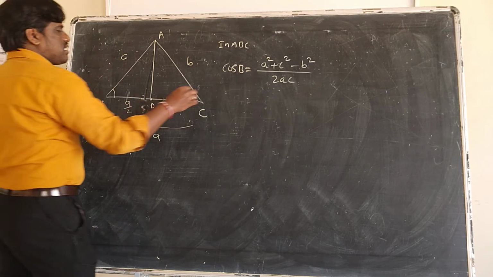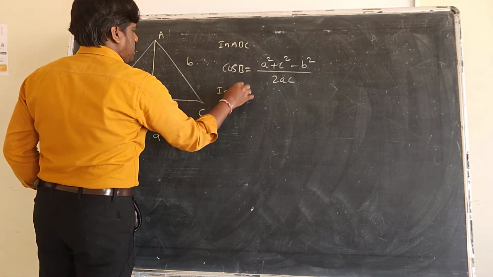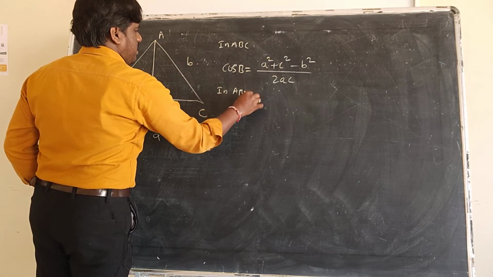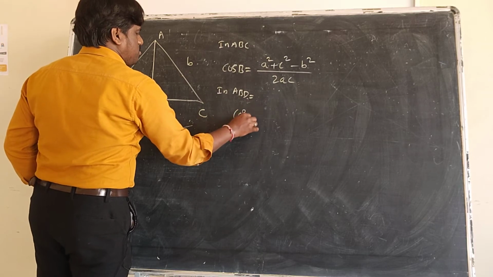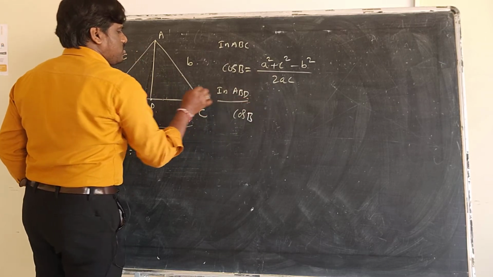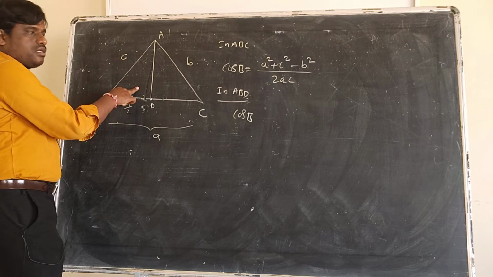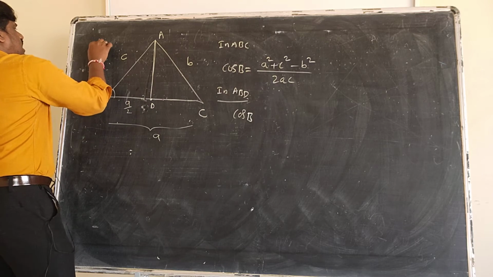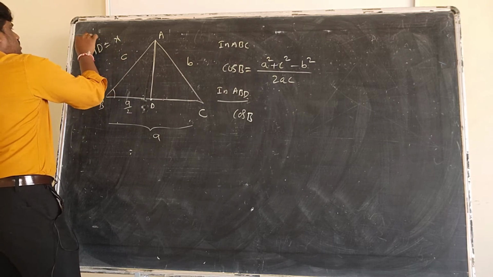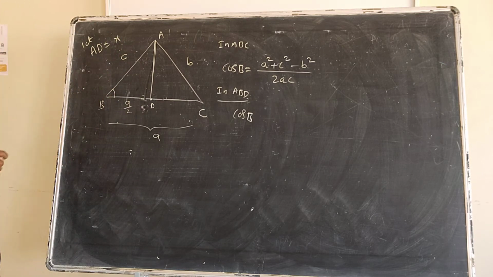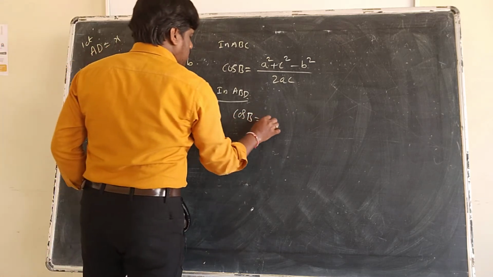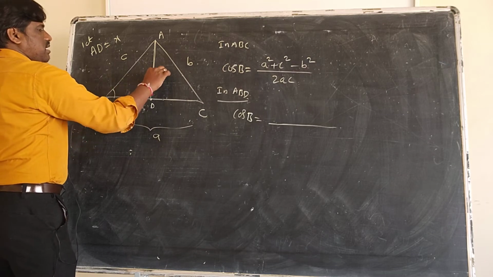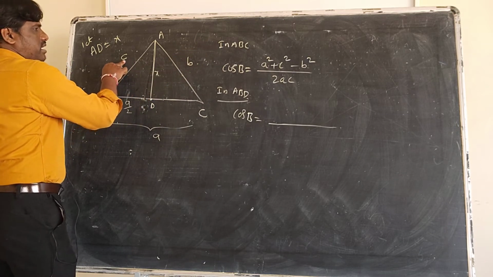Now if I take the same cos B in the triangle ABD, and I take cos B again, I am using the cos rule in this triangle. This length AD I have to find. Let us take the AD length as something x. So what am I going to get? Cos B is equal to, here I am getting x.